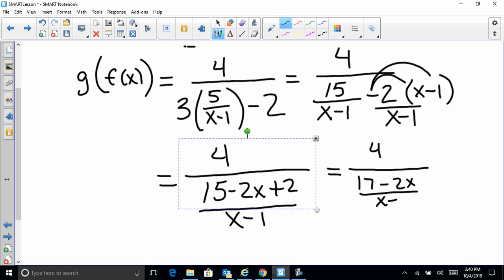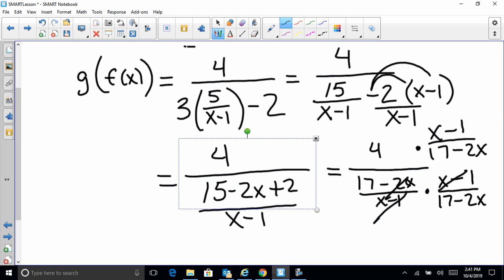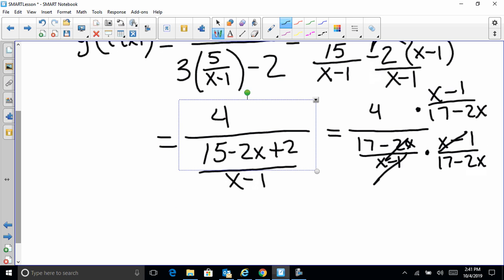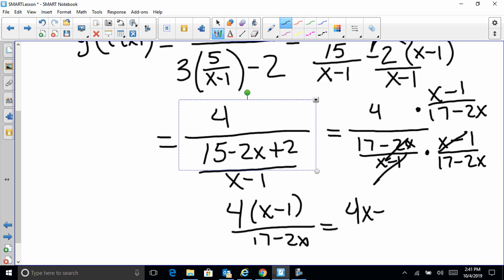over x minus 1. Now, to get rid of that denominator, we can't have a fraction within a fraction, so I have to multiply by the reciprocal, top and bottom. Can't do something to the top of that fraction without doing it to the bottom. Now on the bottom, it cancels out. And on the top, we end up with 4 times x minus 1 all over 17 minus 2x, which I can clean up to 4x minus 4 over 17 minus 2x.